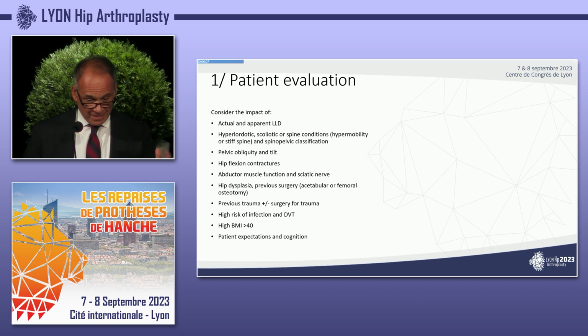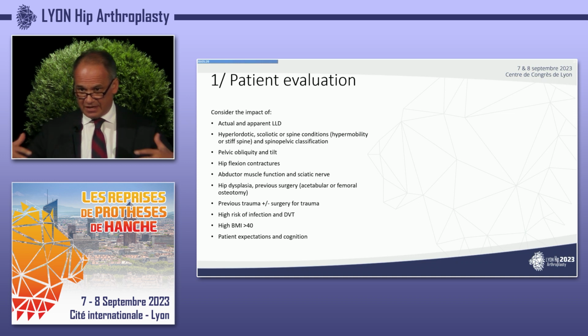Of course, the pelvic obliquity and the tilt is very important, the fixed flexion deformity, the abductor muscle function, and the sciatic nerve function. Hip dysplasia, a major issue in South Europe, previous surgery, previous osteotomies, both in the acetabulum or the femoral side. Previous trauma as well, metal work in the socket, metal work in the femoral side. And of course, high-risk patients for infection and DVT, hypercoagulability sometimes, so very high BMI. And the patient expectations, and of course, the patient cognition.